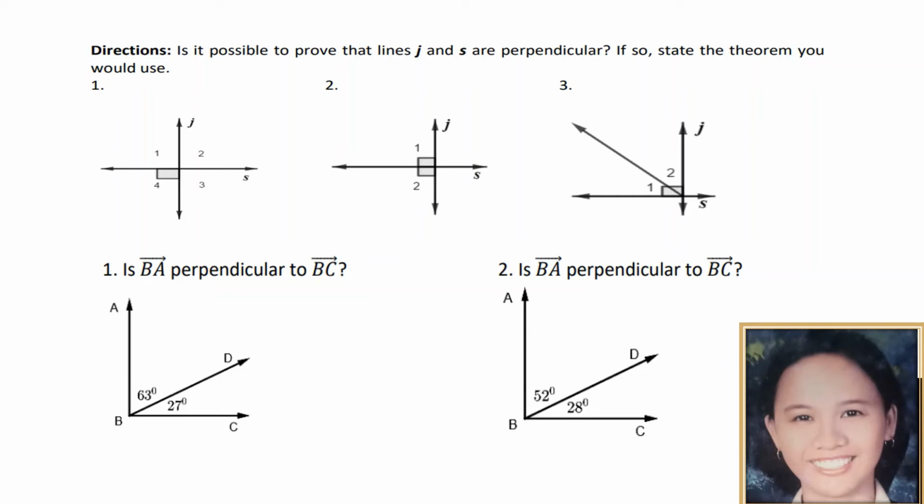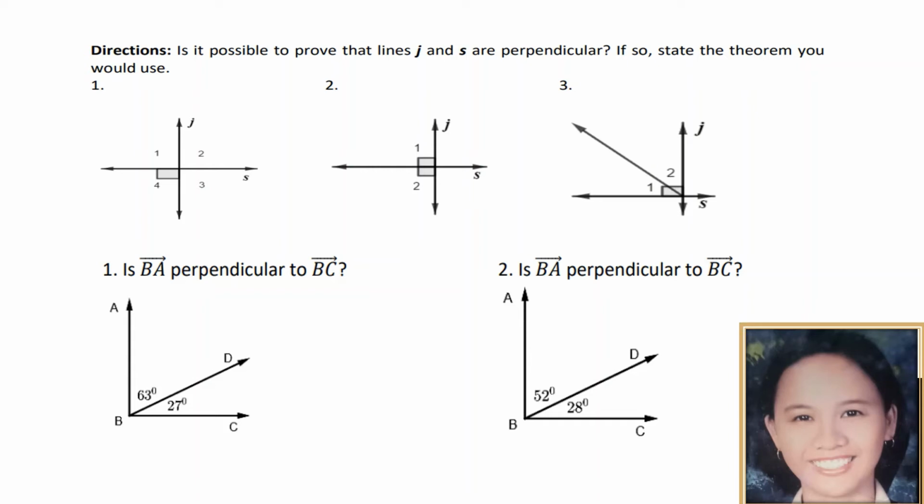Number 3. We have angle 1 and angle 2 that are acute angles. They are adjacent and at the same time complementary. So lines J and S are also perpendicular based on theorem number 3 presented a while ago.